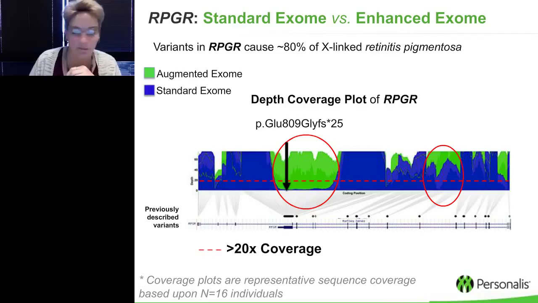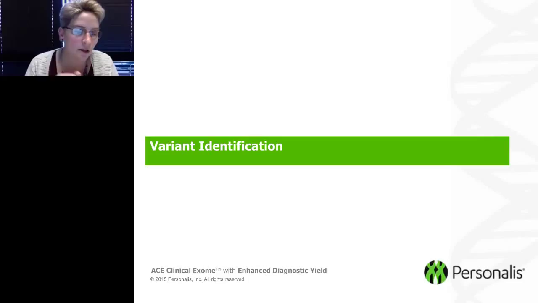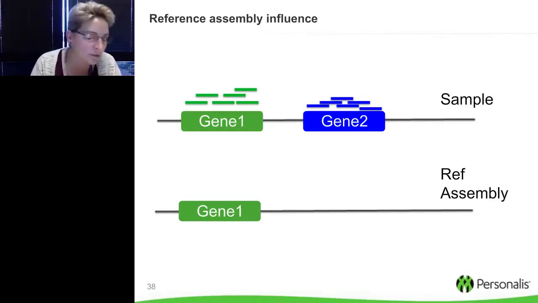So next, I'm going to talk a little bit about actual variant identification. So you've got good assay development and you're doing your sequencing. Now we need to think about variant identification and how we're going to call these variants. One thing that I tend to think about a lot is not just the algorithms for doing the alignments or the calling, but really how the reference assembly influences your ability to identify variants.